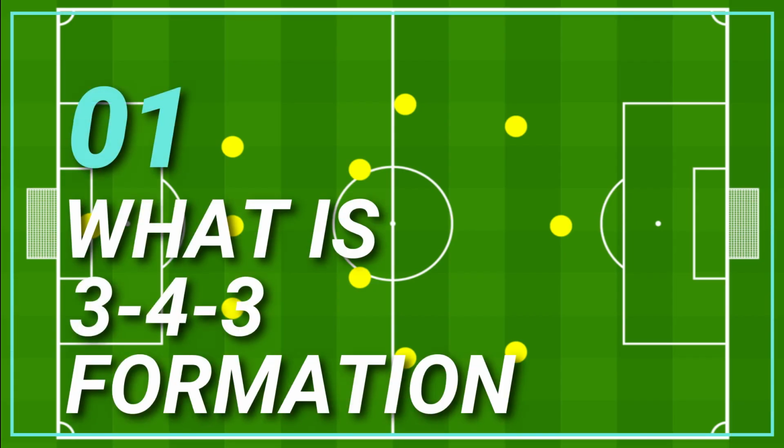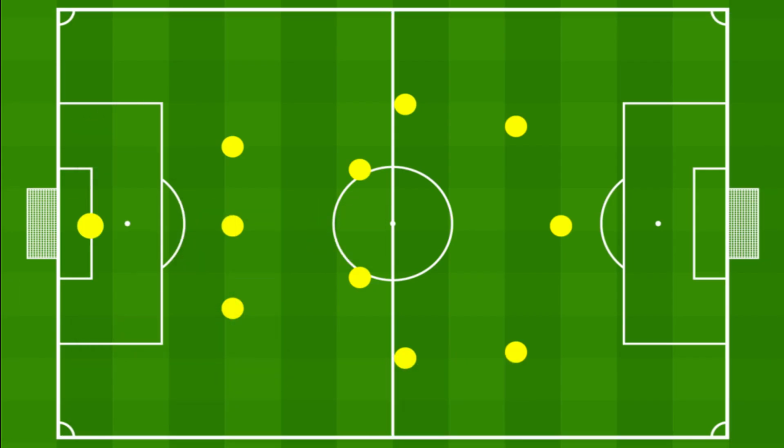First, what is the 3-4-3 formation? The 3-4-3 is composed of 3 center backs and the goalkeeper at the back. Then in midfield you have 2 central midfielders with 2 wide midfielders who act as wingbacks as well as wide midfielders. Up front there are 2 wingers and 1 central striker.